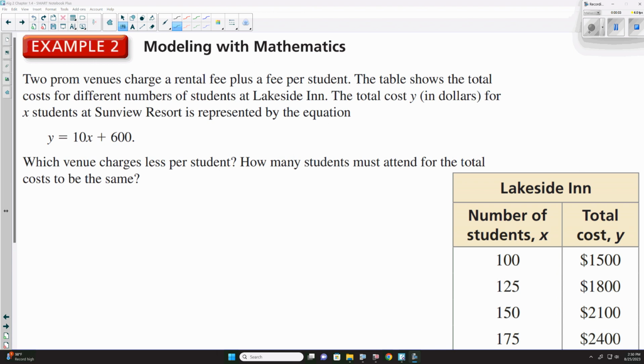So we're going to finish up the lesson today for 1.4, equations of lines.